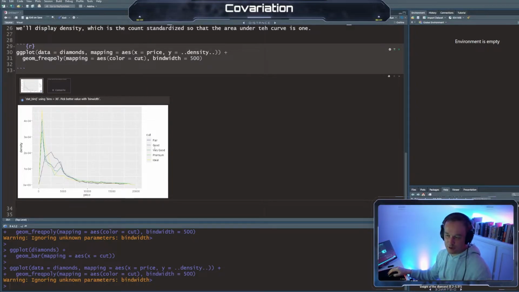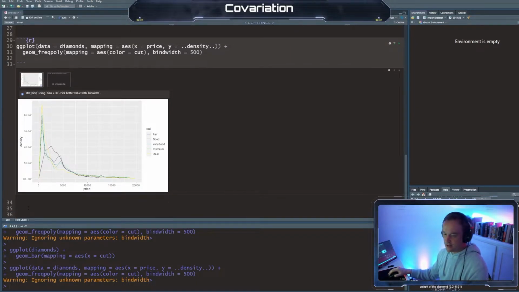But the reason that Ideal and Premier have so much here is because of other things, right? You can have an ideal diamond that is really small that can be priced the same as a good diamond that's much bigger. So that's why, if you're curious about that.